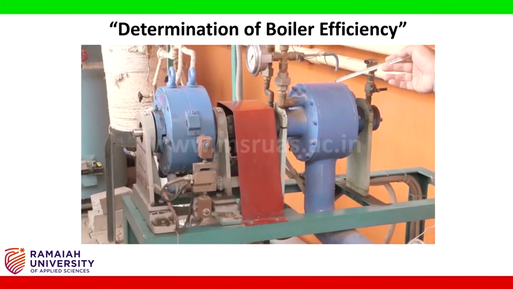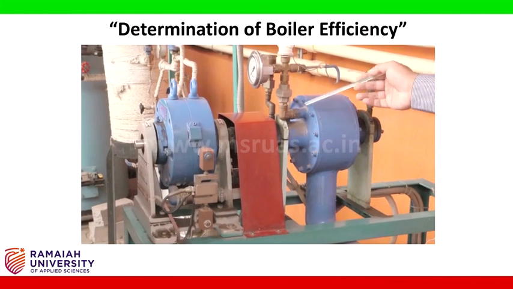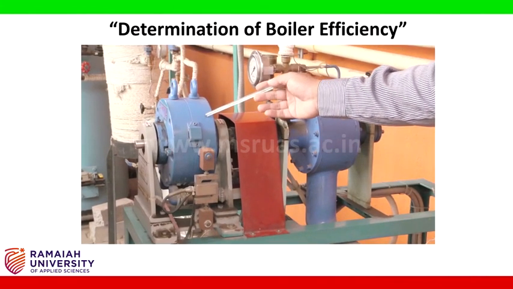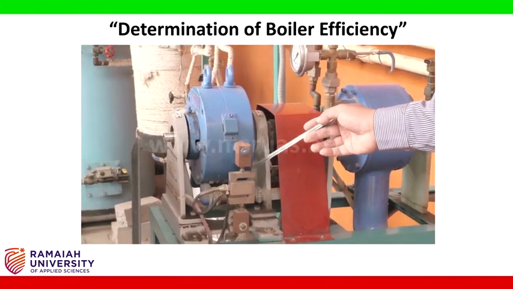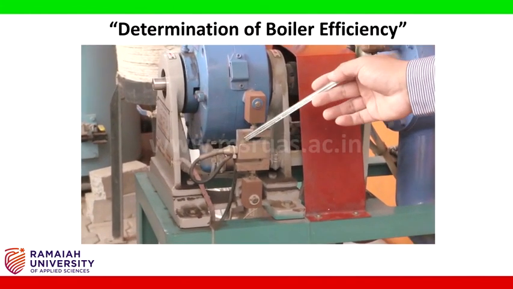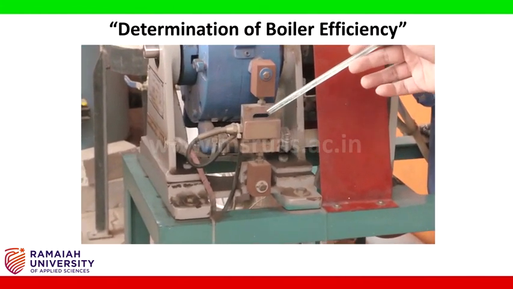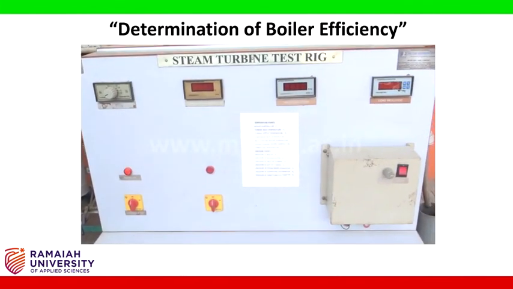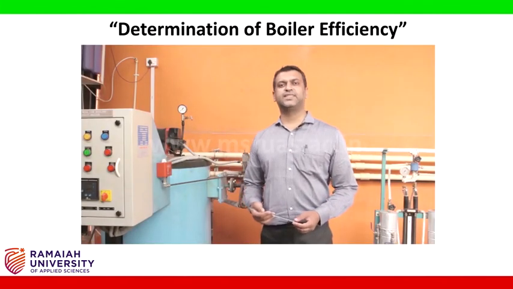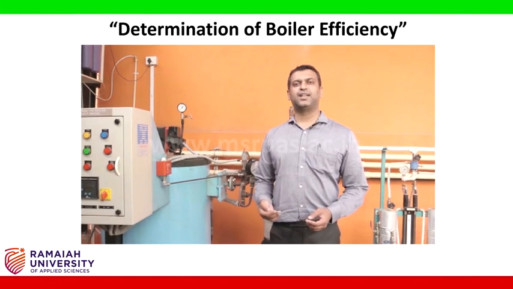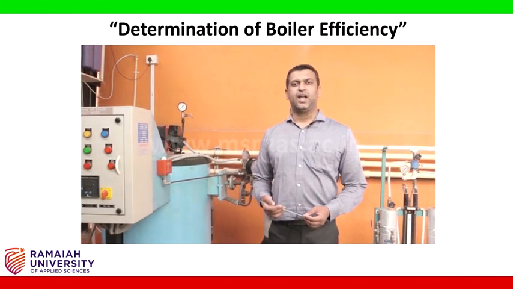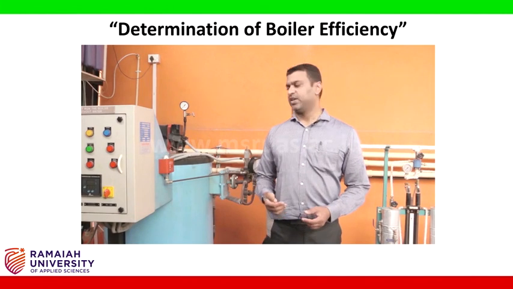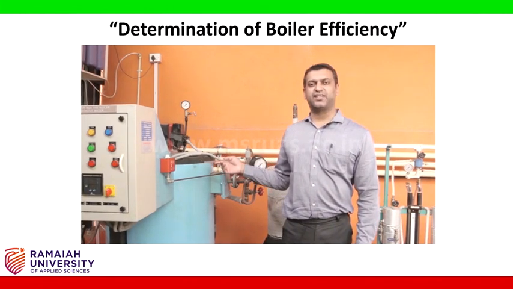The power generated by the turbine is fed to the dynamometer, and the load on the dynamometer is measured using this load cell. All the data from the load cell is shown in the control panel. Let us start with the first experiment, which is boiler efficiency calculation. For boiler efficiency calculation, we work with our packaged boiler.